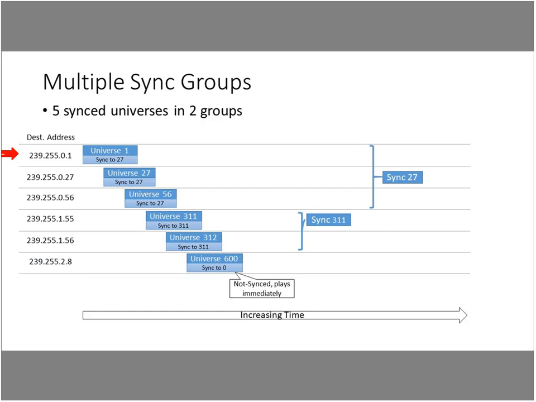So you can see that in the case here, I've got 3 universes that are synced to 27, and then you can see the sync packet for 27 goes out later. And then lower down, you can see that I've got 2 universes that are synced to 311. 311 and 312 are both synced to 311. And then you can see I've got another universe down here that doesn't sync at all. So it just plays immediately.